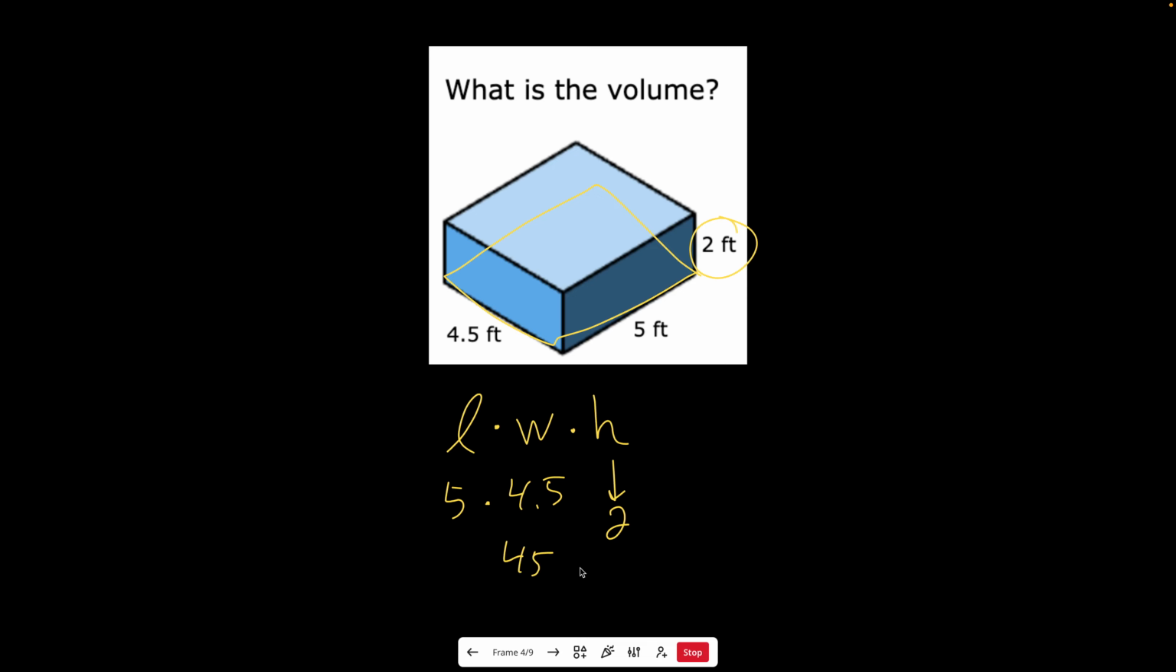And then the units, these are feet to the third power, okay? Or cubic feet would be how we say that.